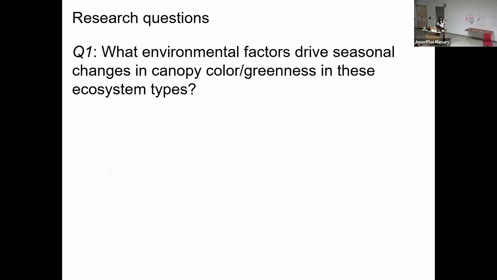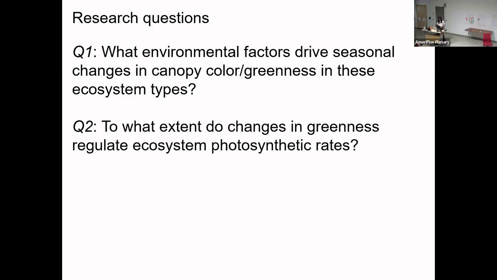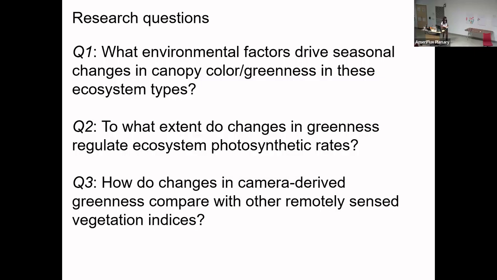Some questions that this knowledge gap raises include: what environmental factors drive seasonal changes in canopy color or greenness in these ecosystems? To what extent do changes in greenness regulate ecosystem photosynthetic rates? And how do changes in camera-derived greenness compare with other remotely sensed indices?